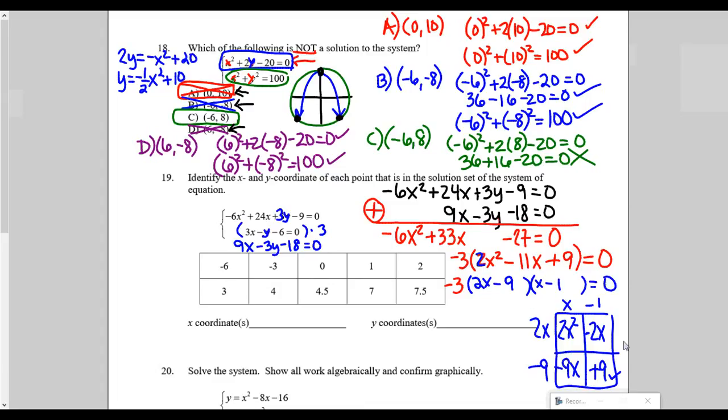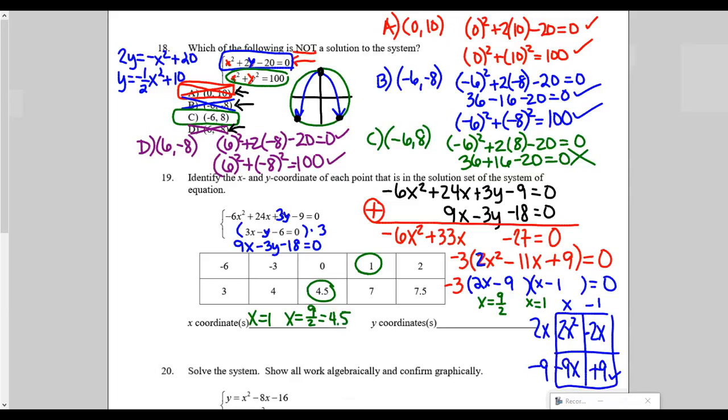When I set each of those factors equal to 0, I get x equals 9/2 and x equals 1. So looking over here, x equals 1, and then 4.5 is 9/2. I probably would have left that as a fraction, so I'll just write both.